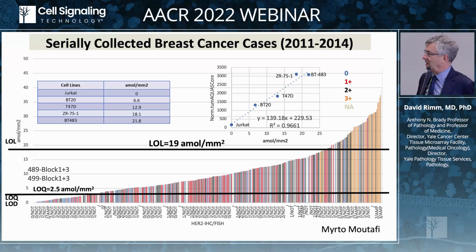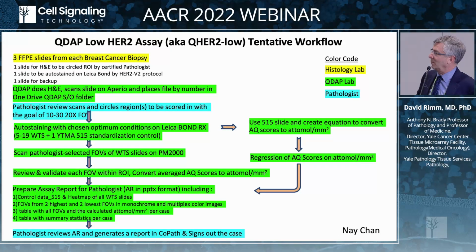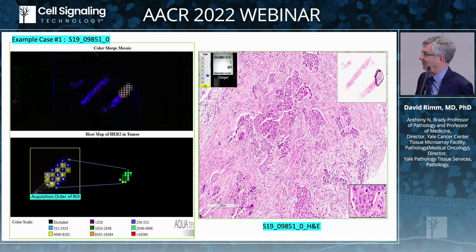We hope to bring this assay into our clinical lab via this pathway, where we get the slides, a pathologist circles the region to be scored, and then we go through a pathway using standardization, which I'm not going to go through right now. Ultimately we can return a report in which the regions that are circled by the pathologist have an attomole per square millimeter value, and then the pathologist can review that report and sign out the case.